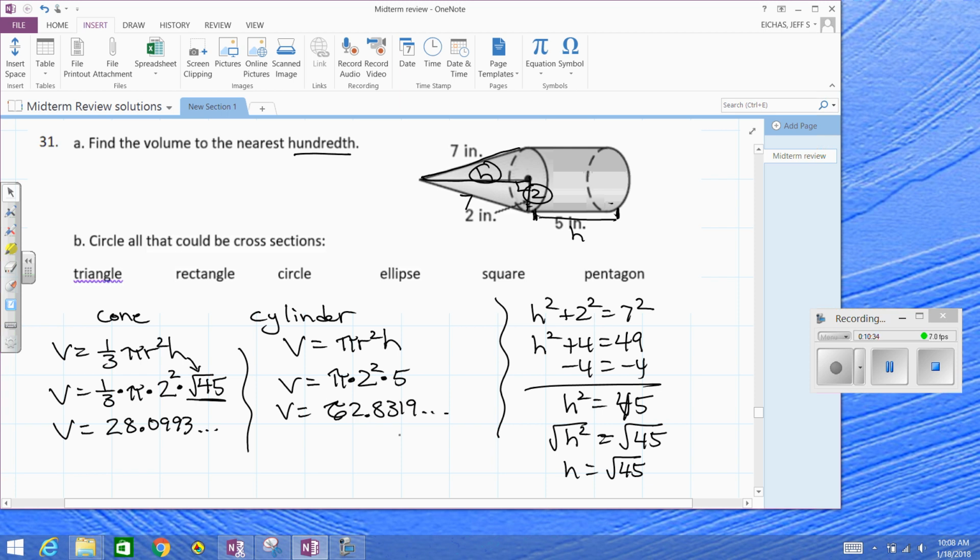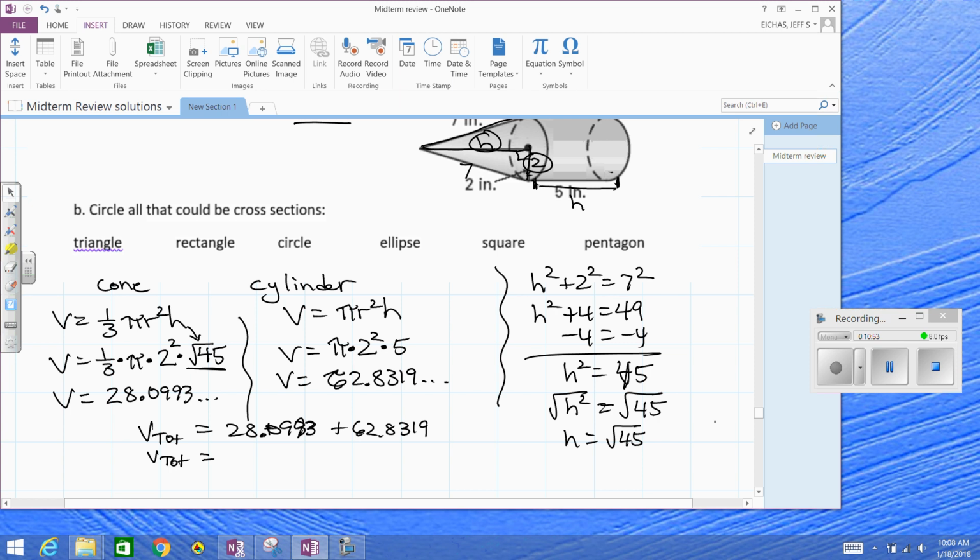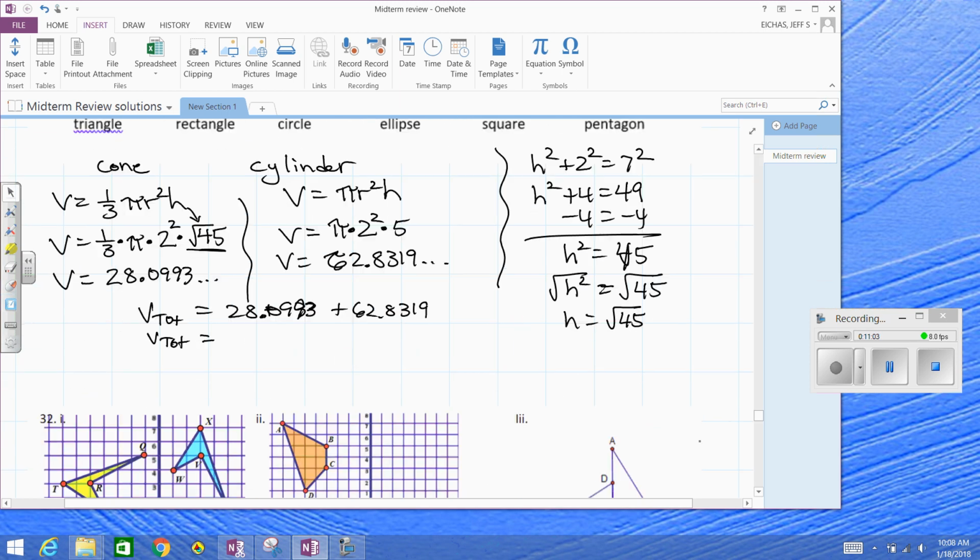Yeah, that's accurate. Total volume is going to be, add those two. And then that is when we will apply our rounding. 90.9311. It wants hundredth. That's 2 places. Okay, there we go. Good.